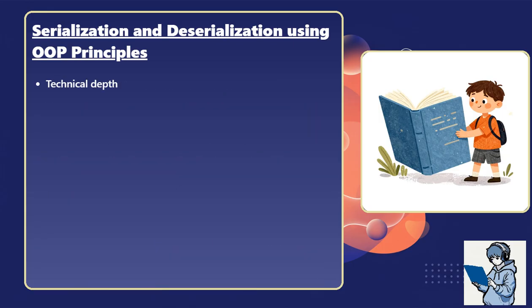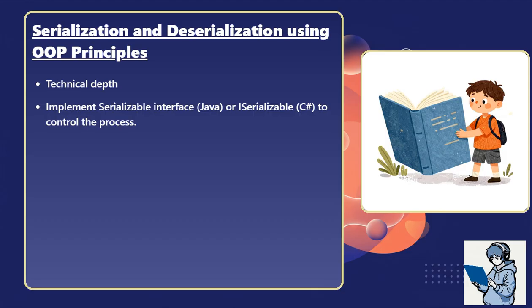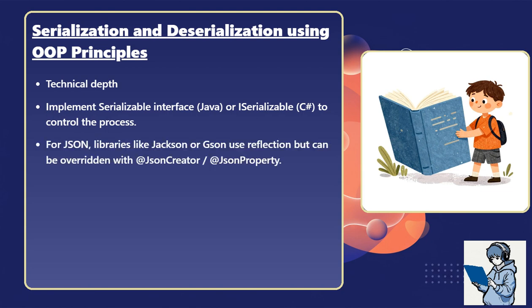Technical depth. Implement the Serializable interface in Java or ISerializable in C# to control the process. JSON libraries like Jackson or JSON.NET use reflection, but this can be overridden with @JsonCreator or @JsonProperty.